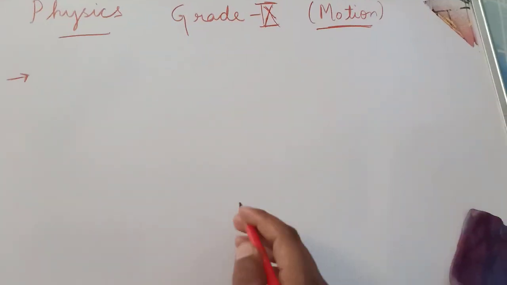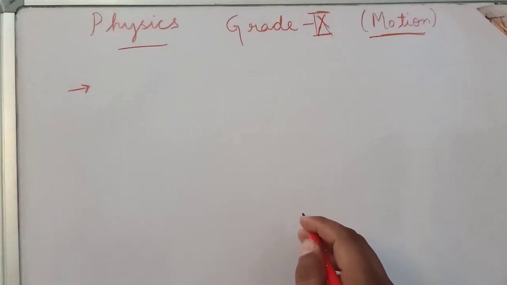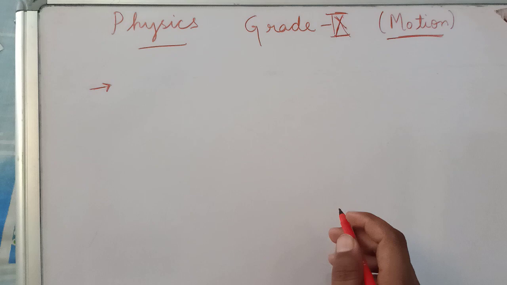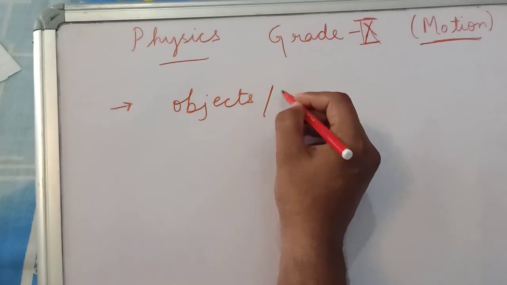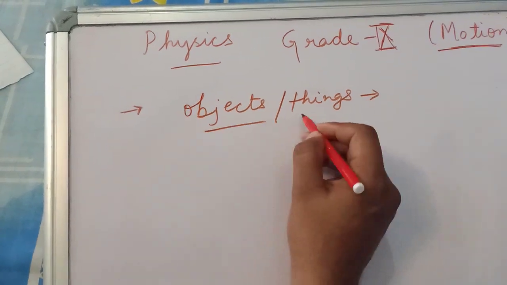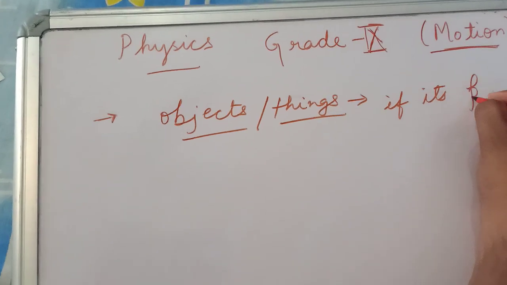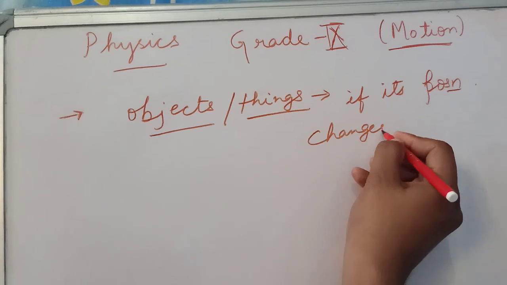Today we are going to start with a chapter of physics from your NCERT book for the science subject. The chapter is motion. First we should understand what motion is. Motion is related to objects or things, and we say that any object is in motion if its position changes with time.